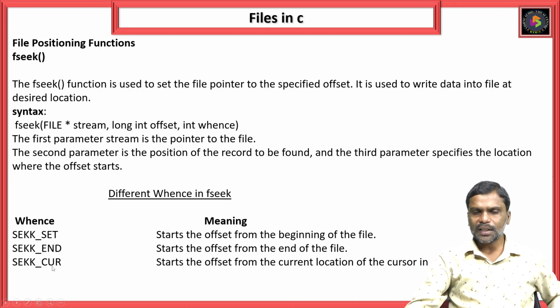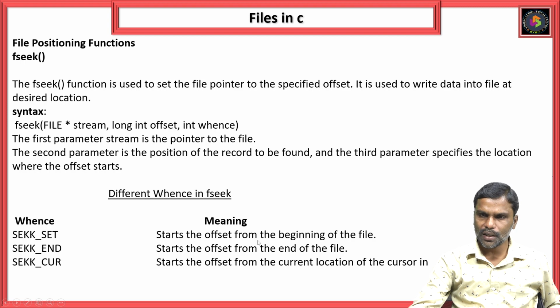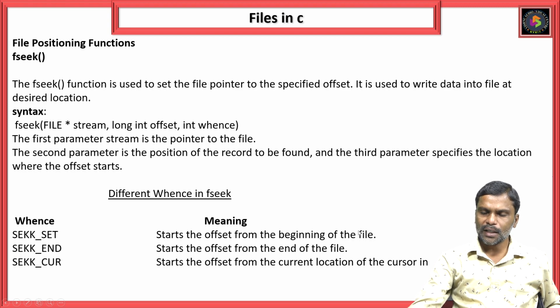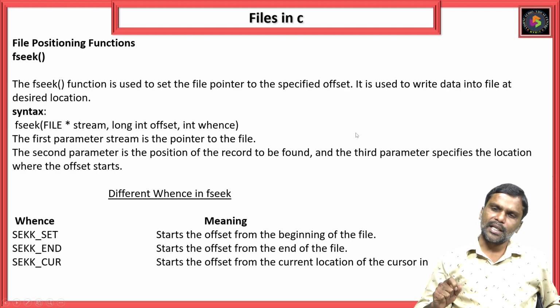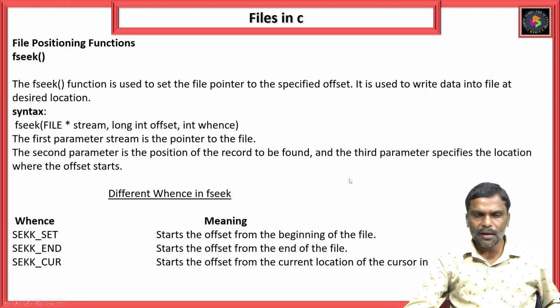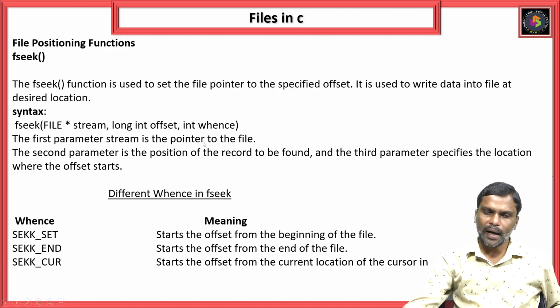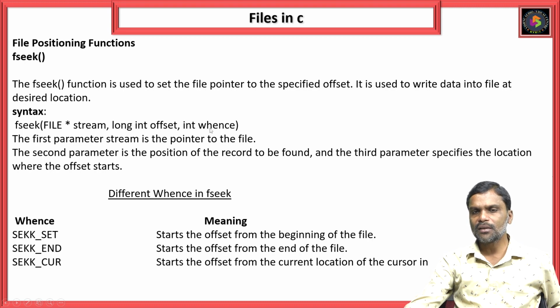And here SEEK_SET is nothing but it starts the offset from the beginning of the file. For example, as I told you, if my file contains the data BVRIT Narsapur, then if I use fseek here, this is SEEK_SET, SEEK_END or SEEK_CUR. This can be written with the help of zeros, which we are going to see in the next slide.